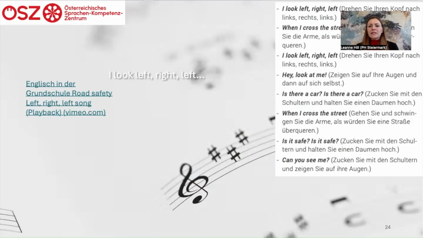And we see here on the right side the words or the phrases that I need. So I need left, right, left, cross the street. Maybe you can walk through the room on your left foot and right foot. You can do the actions. You can say, look at me. Is there a car? Cross the street. So doing all these actions, you can also mix up the order, make a kind of game out of it.